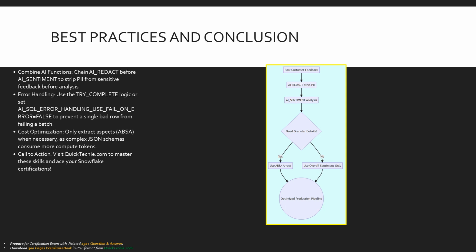To wrap up our training, let's review a few senior-level best practices. First, think about composability. If your feedback contains sensitive data, chain the AI redact function before AI sentiment to securely strip out names and emails before evaluating the tone. Second, build resilient pipelines. Set your session parameters to prevent a single malformed text row from failing an entire overnight batch load. Finally, optimize your costs. Aspect-based sentiment analysis uses more tokens to generate a complex JSON schema, so only use ABSA when you specifically need granular data. Otherwise, stick to the overall sentiment.